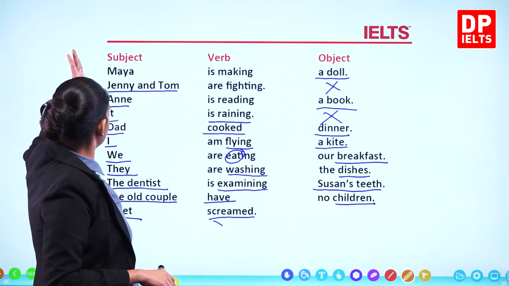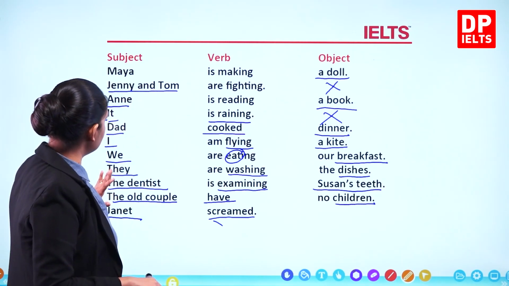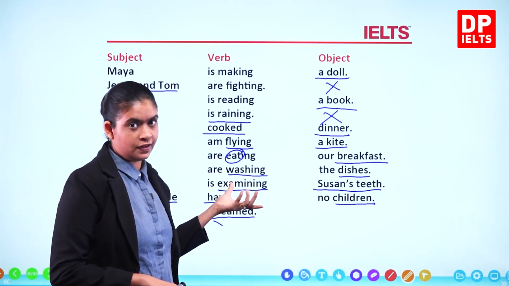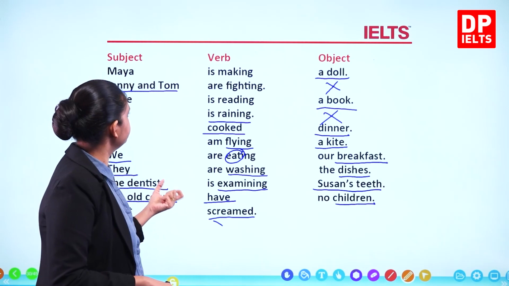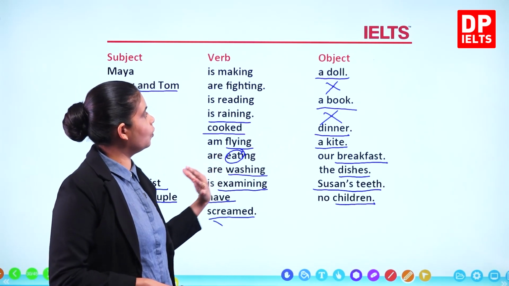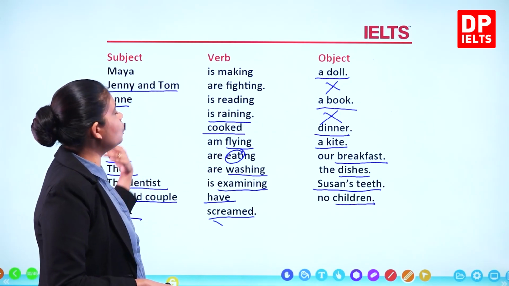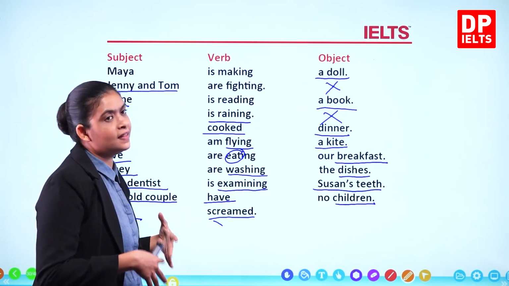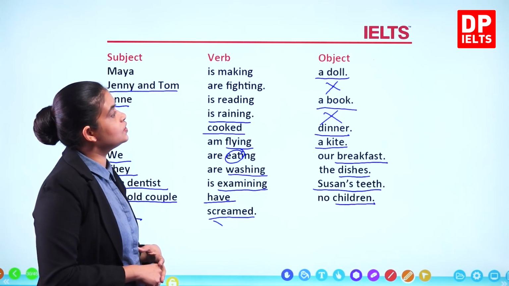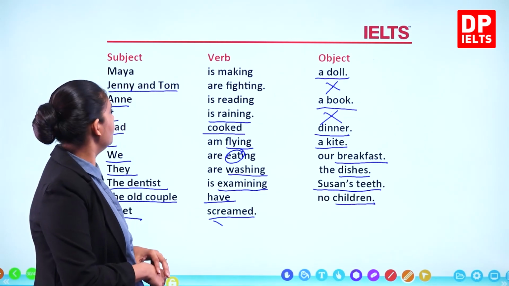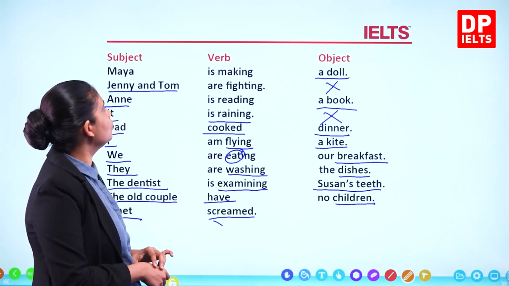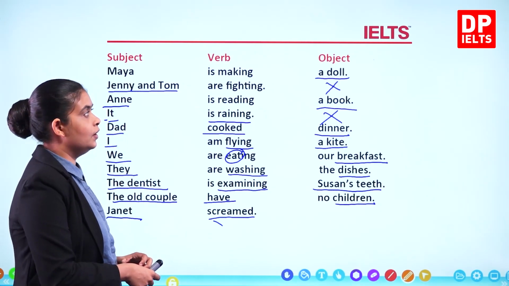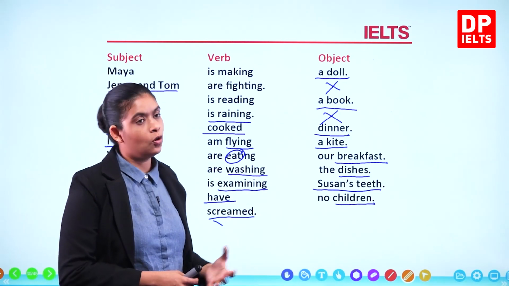So here, the person or the thing that is doing the activity is the subject. The activity itself is called the verb. Who or what is receiving the action is called the object. So, Maya is making a doll. Who is making a doll? Maya. What is she making? A doll. So, that is the object.